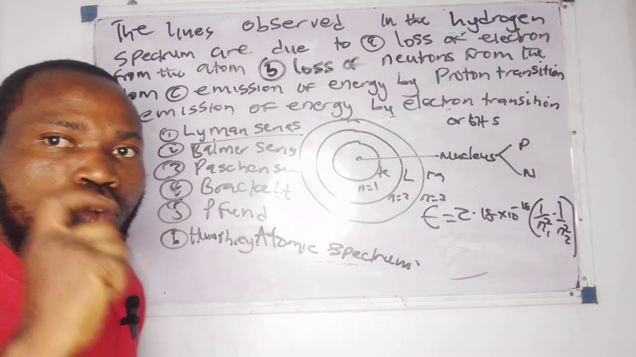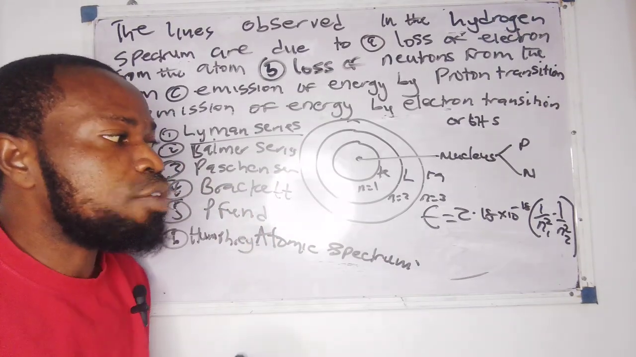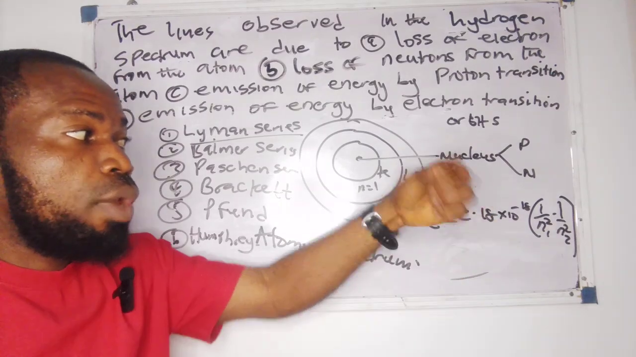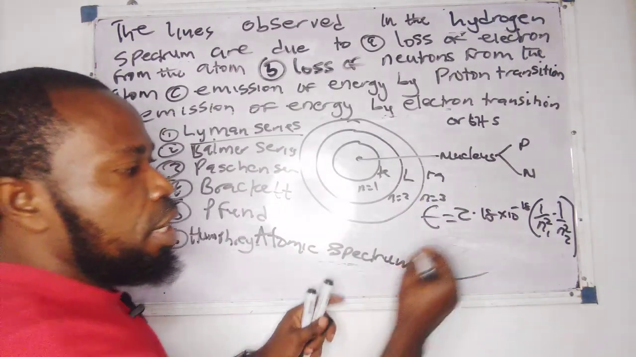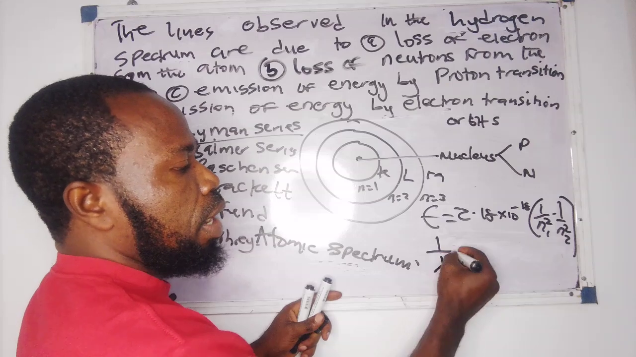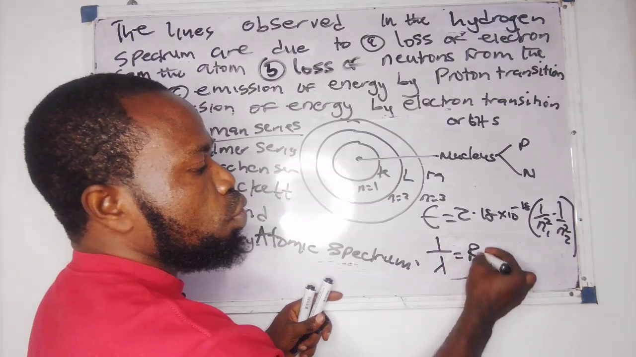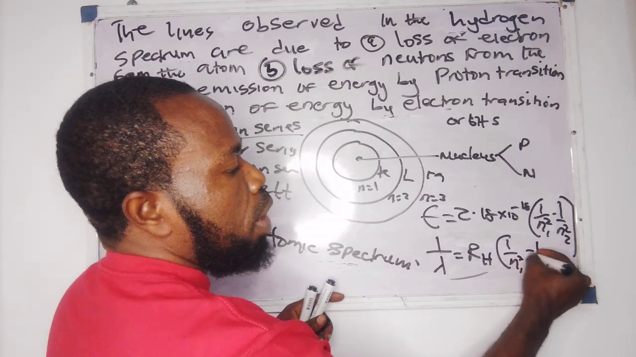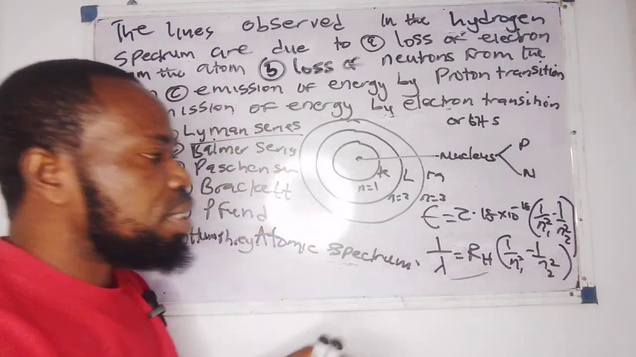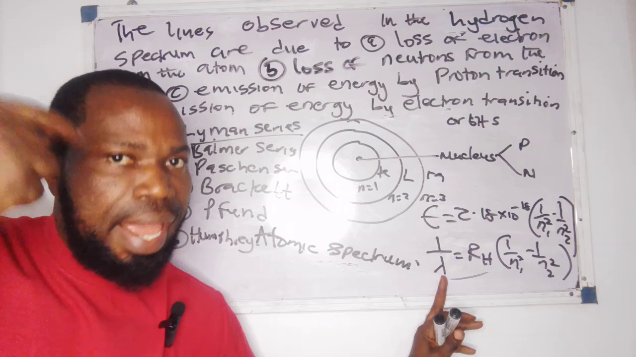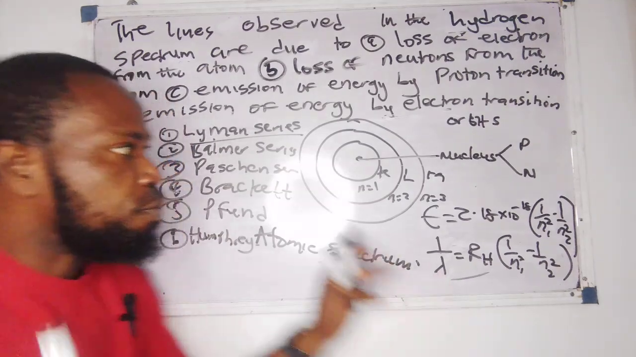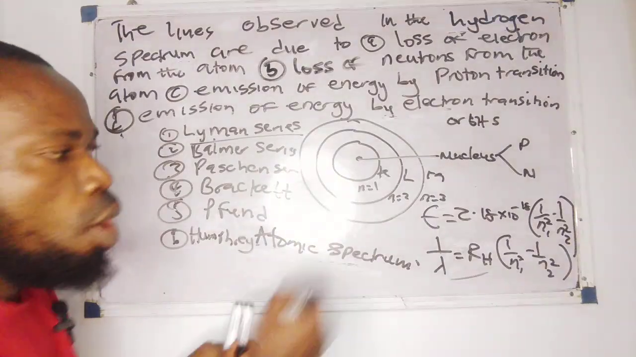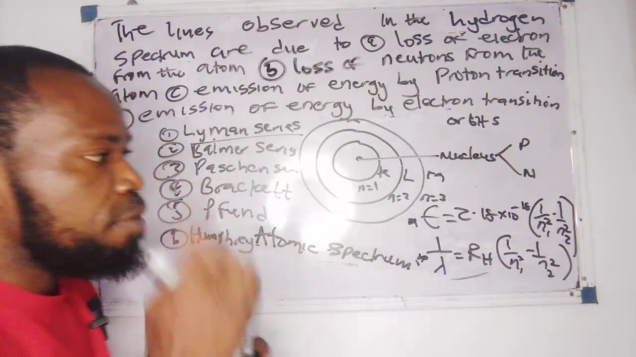There's another one you need to know, which is the Rydberg equation. It is used to calculate the wavelength during atomic spectrum. To calculate that, you say 1 over lambda is equal to R_H bracket 1 over n1 squared minus 1 over n2 squared. This is used to calculate the wavelength of the electron during atomic spectrum. So we will go back to our question, but please hold these two formulas tight. They are very, very important.